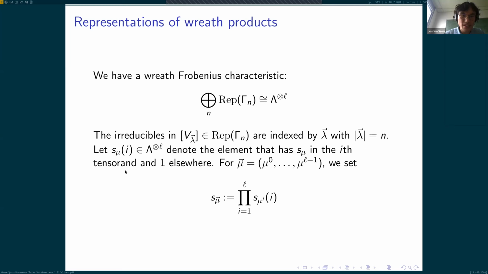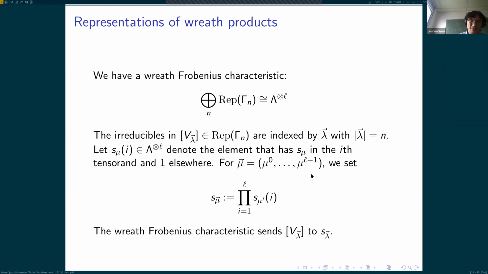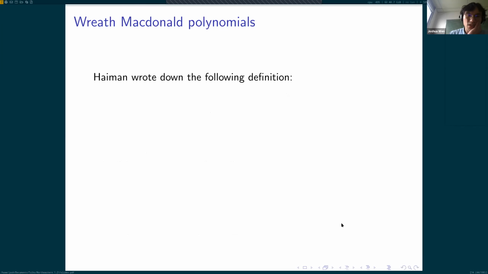And so you have a basis where you could just take s mu of i, that's just the Schur function plugged into the ith tensor and ones everywhere else. You can take the product according to the L-tuple. And the wreath Frobenius characteristic sends this irreducible to this kind of multi-Schur function. So it's a little surprising that the wreath Macdonald polynomials should be indexed by ordinary partitions again.